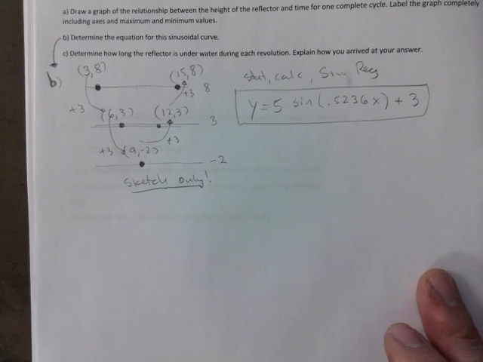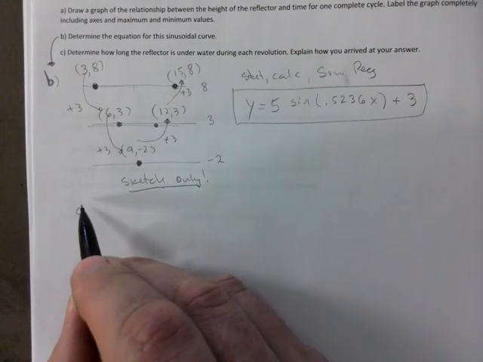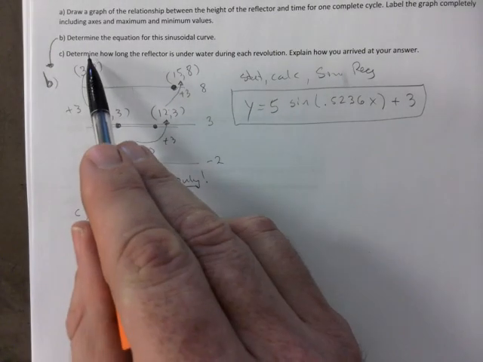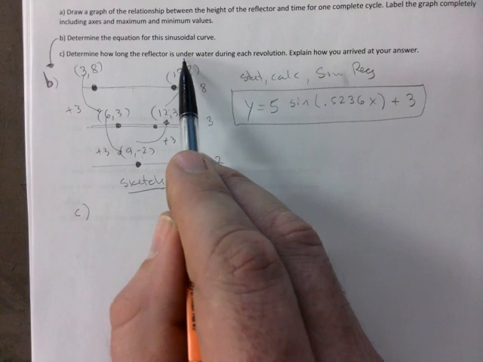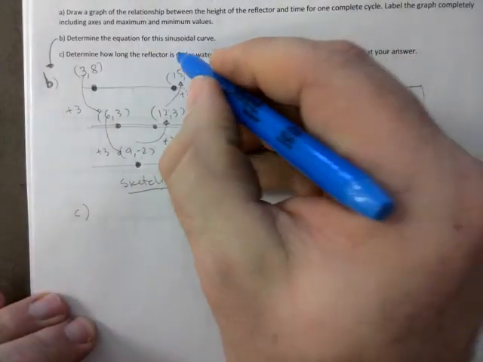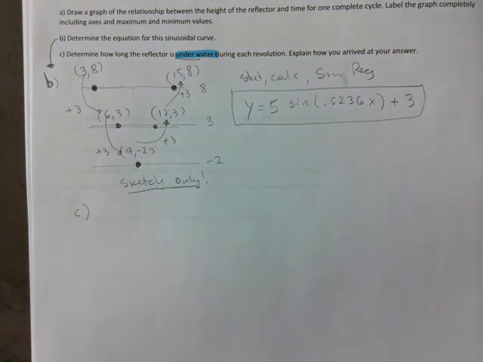I'm going to skip the graph for now because I want to do another example, and I will get you the graph yet. Don't worry, you'll do enough of that. Determine how long the reflector is underwater during each revolution. Explain how you arrived at your answer.